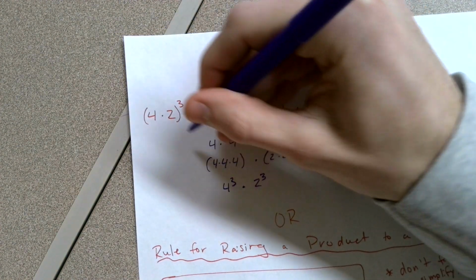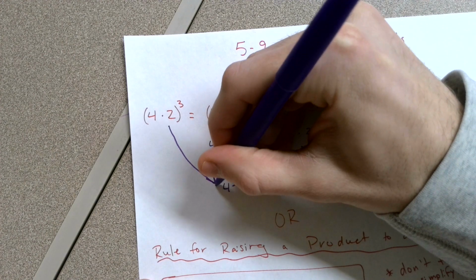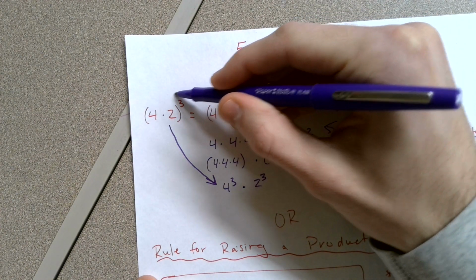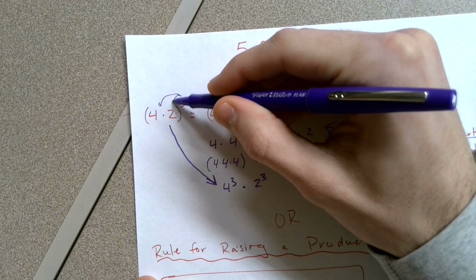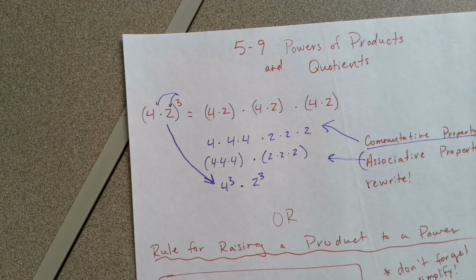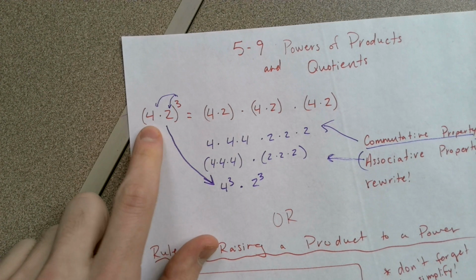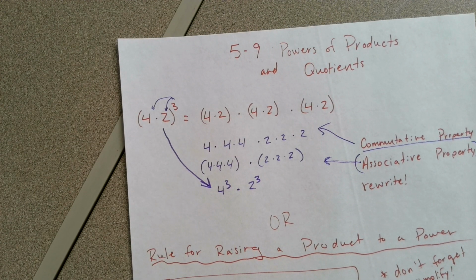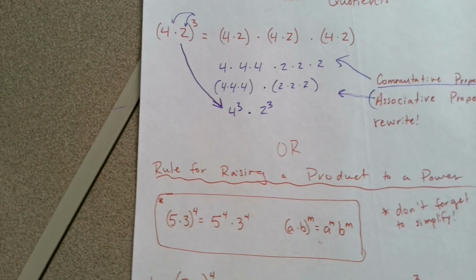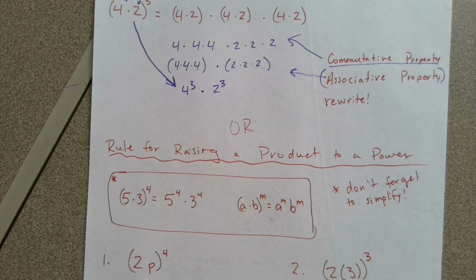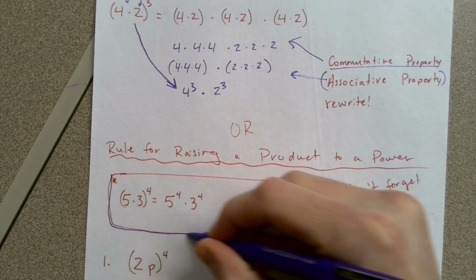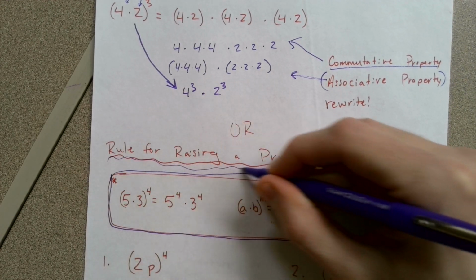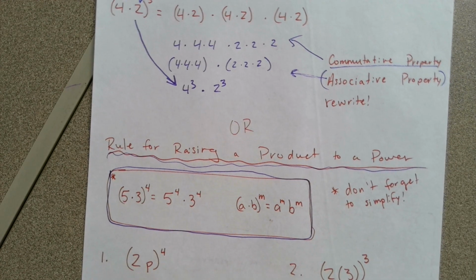But what I want you to notice is how this turned into this. All we really did is we took this 3 and we kind of distributed it to the back side of everything inside there. All of the factors inside these parentheses we gave to the third power. That's kind of a cool little idea that we're going to be working on today. What I want you to do right now is make sure that you get this in your notes. This is super important. This is our rule for raising a product to a power.